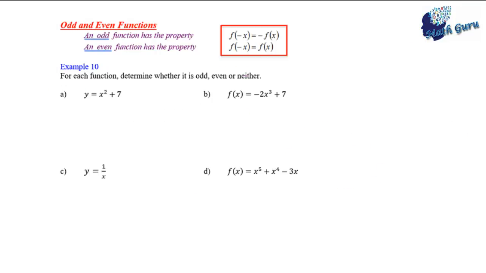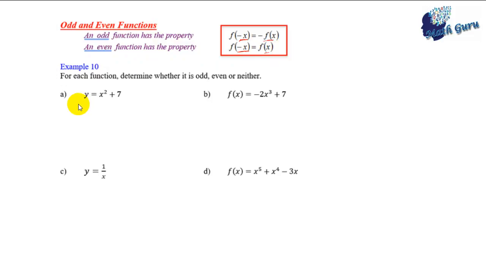Okay, odd and even functions. So if you want to work out if a function is odd, when you sub negative x into it, the solution, when you simplify it, it'll come out as being negative f of x. If it's even, if you put negative x into it, it'll come out as being exactly the same function.